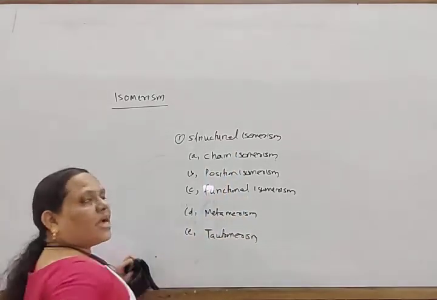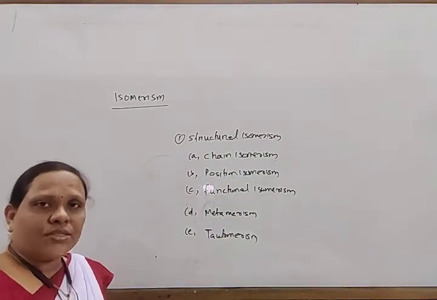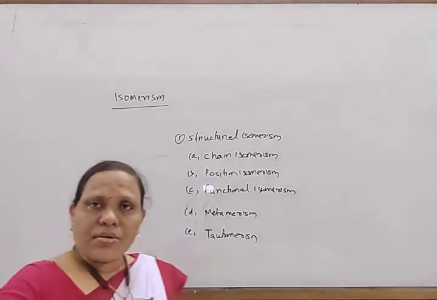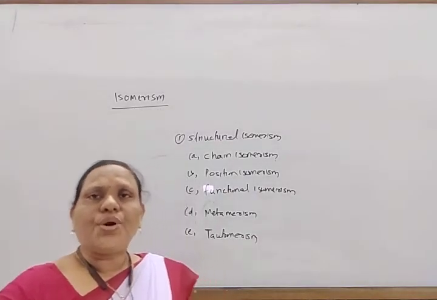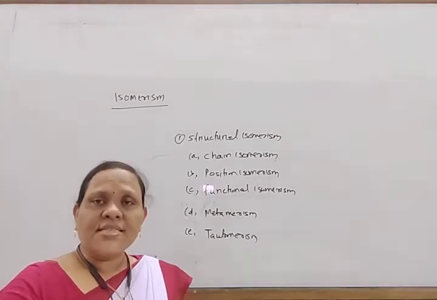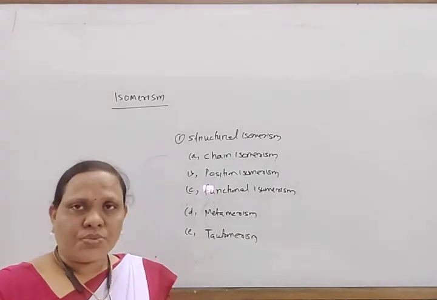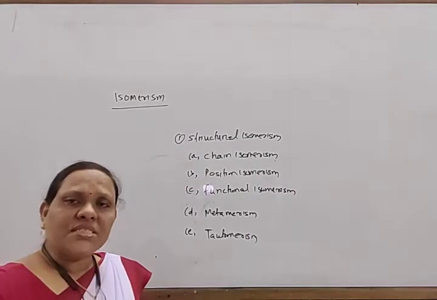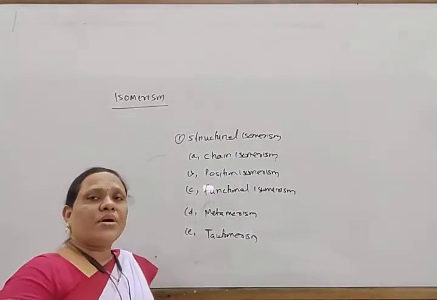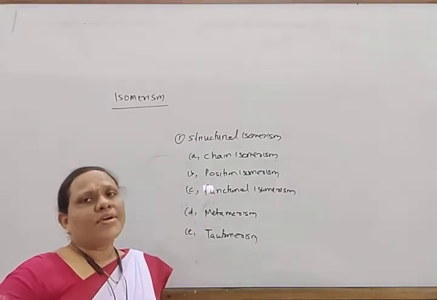There are generally 5 types of structural isomerism. So what is chain isomerism? When the same molecular formula represents two or more compounds which have different chains, that is straight chain or branch chain, then that is known as chain isomerism. For the formation of chain isomerism, the compound should have a minimum of 4 carbon atoms.